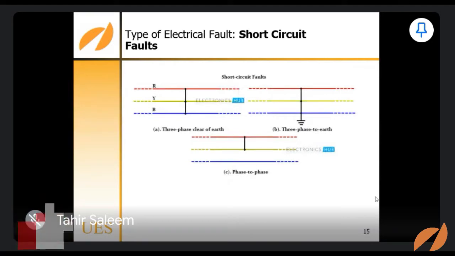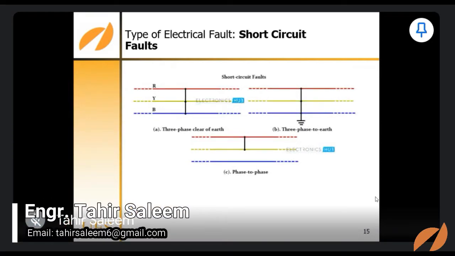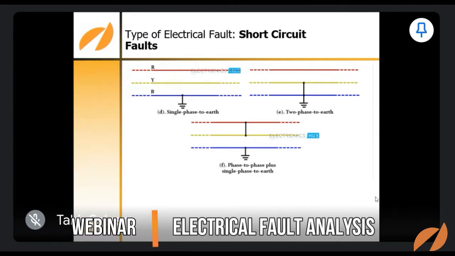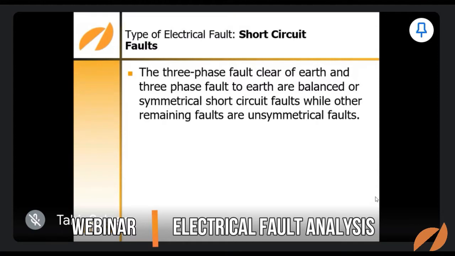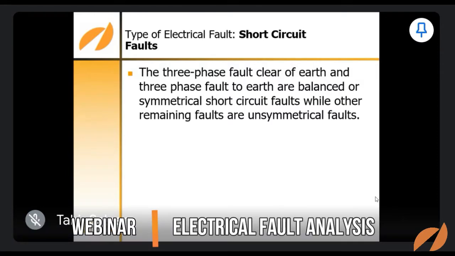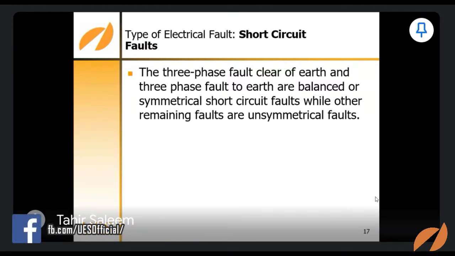This will be the bolted fault. We can call it a bolted fault also. There are different types of faults: two-phase fault, single-phase fault, phase-to-phase faults, and ground faults, and the current tremendously increases, damaging your equipment. So you have to take care of that, and immediately shut off the power lines; protection operation of the power system must be ensured within minimum time. I told you that it should be not more than 0.07 second in low voltage lines, and in HT it will be different timings. The three-phase fault, clear of earth, and three-phase fault to earth are balanced, symmetrical short circuit faults, while the other remaining faults are unsymmetrical faults.